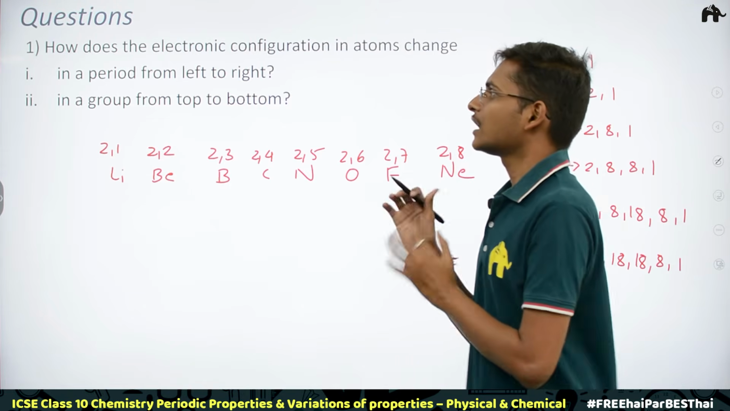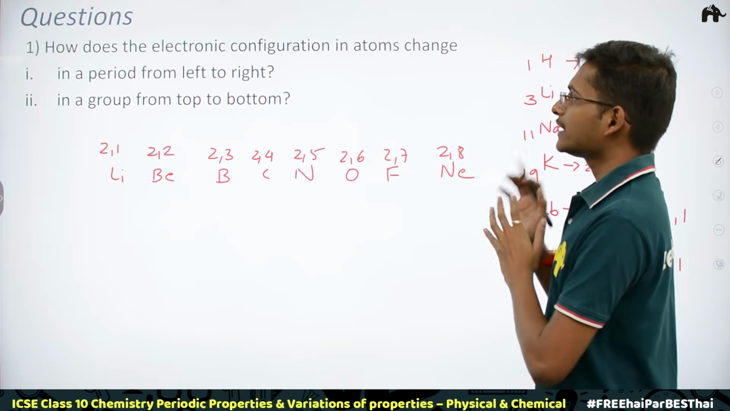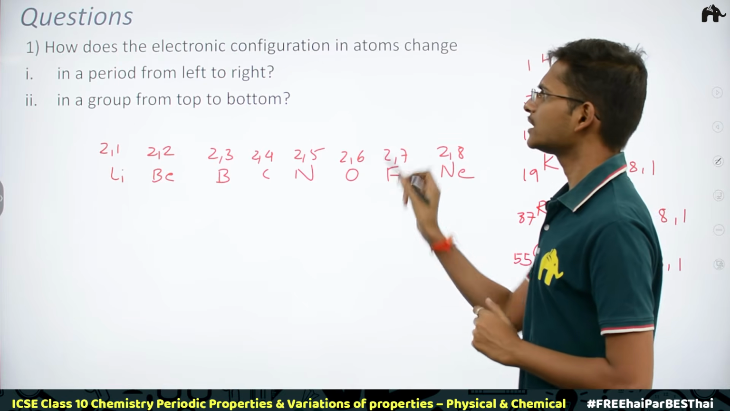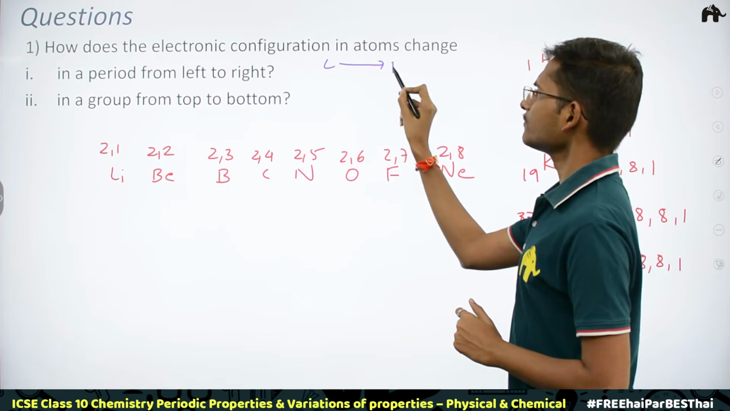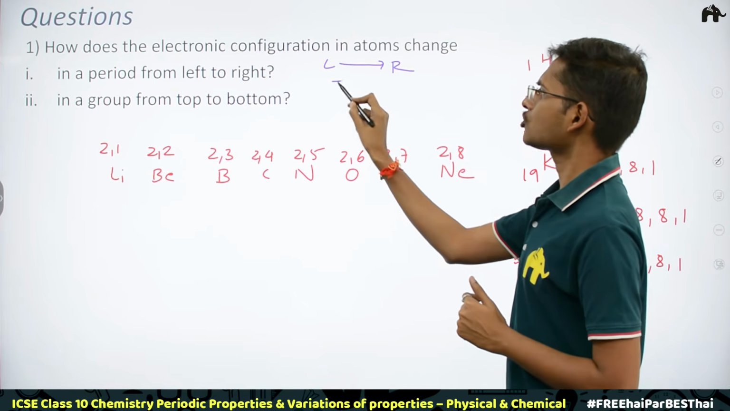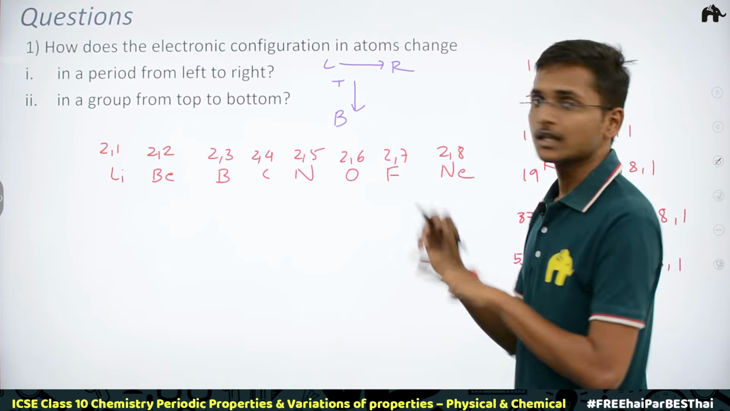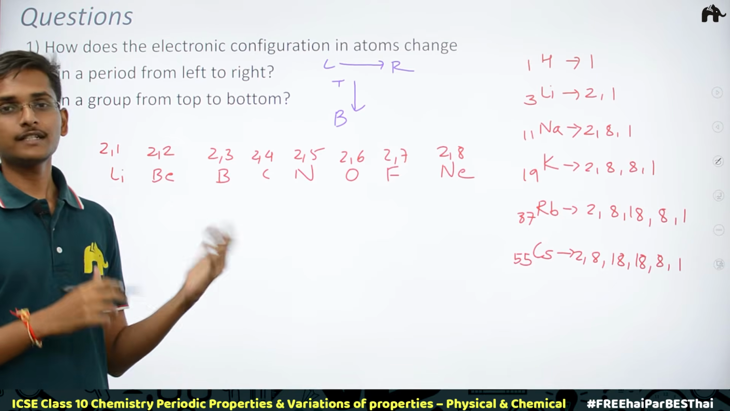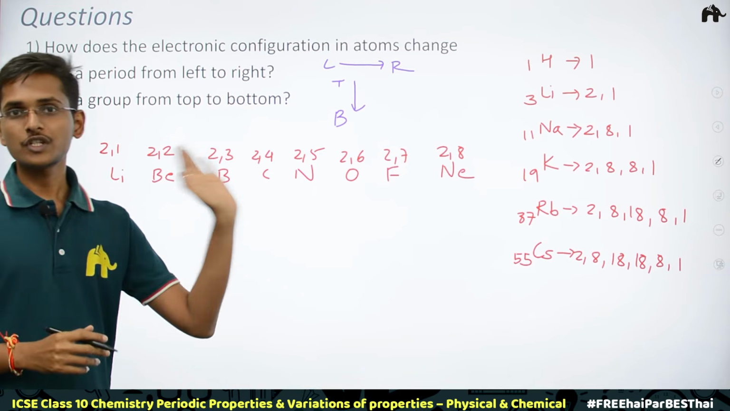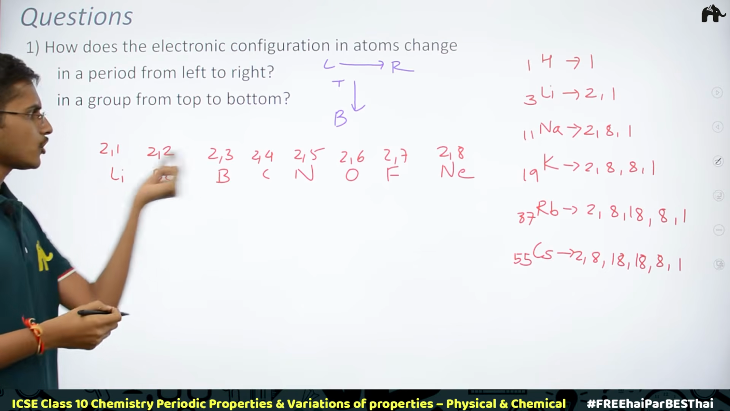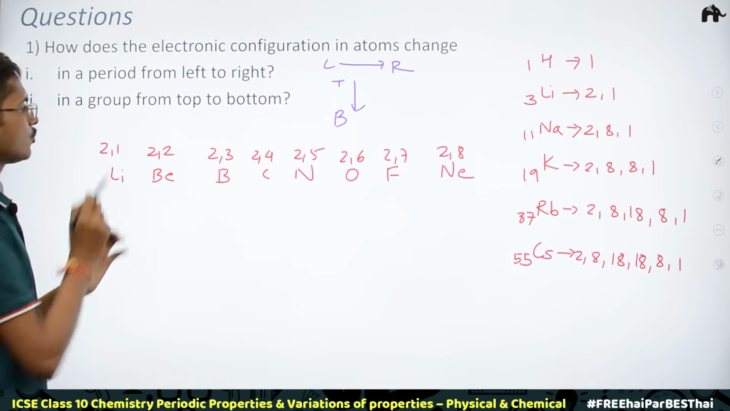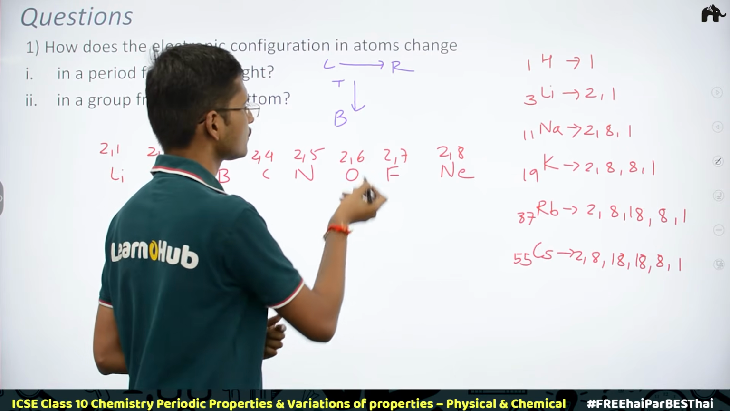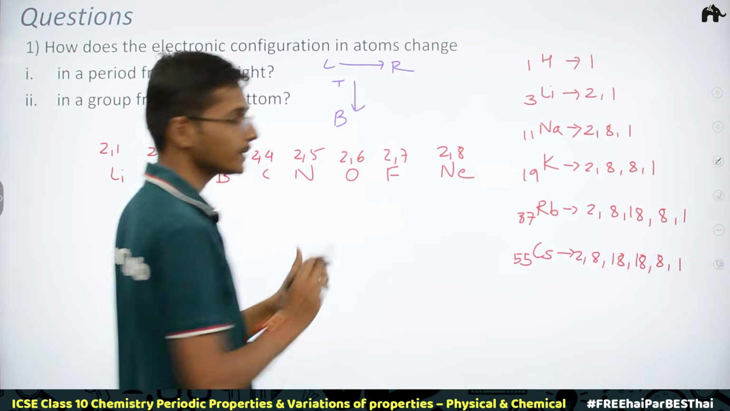First, how does the electronic configuration in atoms change in a period from left to right, and in a group from top to bottom? For this, I have taken an example of a period to make you understand. See, period number 2, which we just saw, and I have written the electronic configuration: 2, 1, then 2, 2 for beryllium, boron 2, 3, carbon 2, 4, nitrogen 2, 5, oxygen 2, 6, fluorine 2, 7, and neon 2, 8.